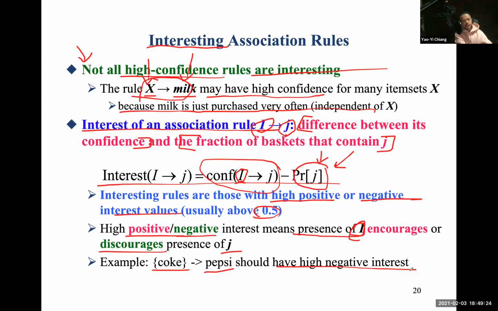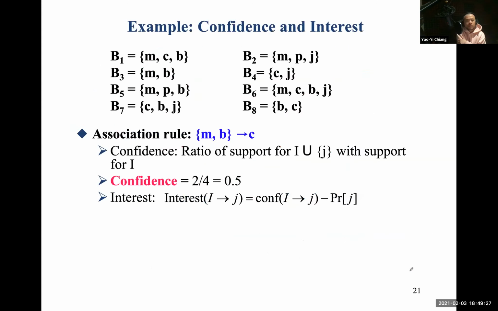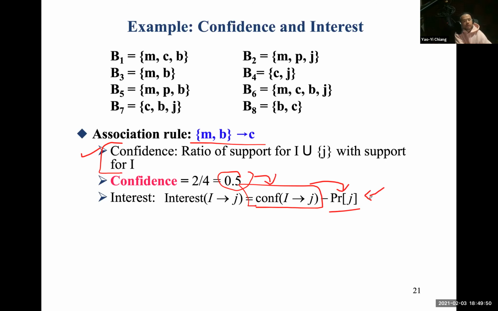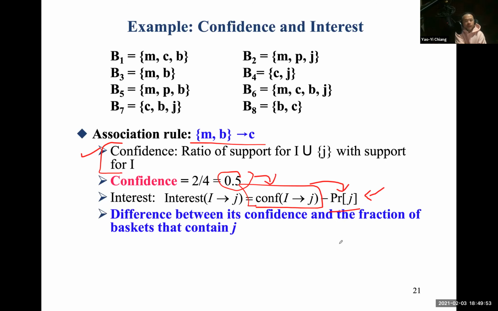Okay, so let's look at how we calculate it. We know, well, our old friend again, MB implies C. We know how to calculate confidence. Awesome. 0.5. So interest is your confidence here, subtracted by the probability of finding J. So how do we calculate this value? So how many baskets do we have? 8. And how many of them contain J?